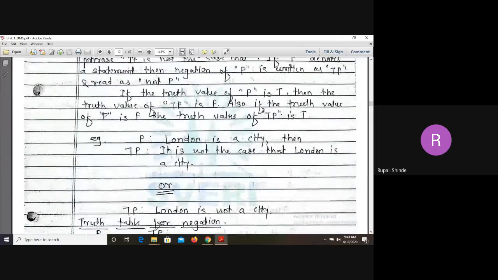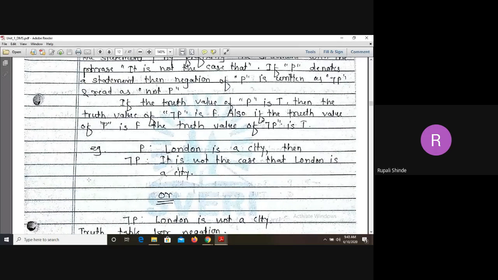So here one example is given. Based on that, we can come to know what the meaning of negation is. That statement is London is a city, and that statement variable is P. Then how can we form the negation of this statement? There are two different ways. In the first way, we can place not at the proper place. So whenever we have to find the negation of this statement, we can say that negation of P is equal to London is not a city. So here we have placed that word not at the proper place. And second one, we have to prefix this statement with the phrase it is not the case that. So here we prefix it using it is not the case that, again that statement, London is a city. Both the ways are given. Whichever is appropriate to you, you can use.